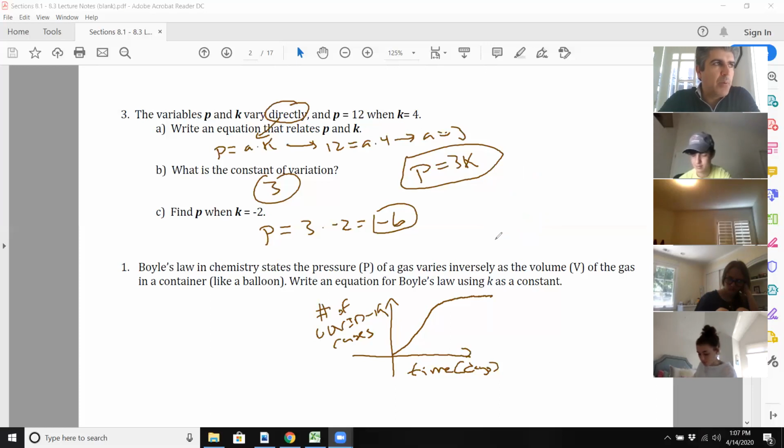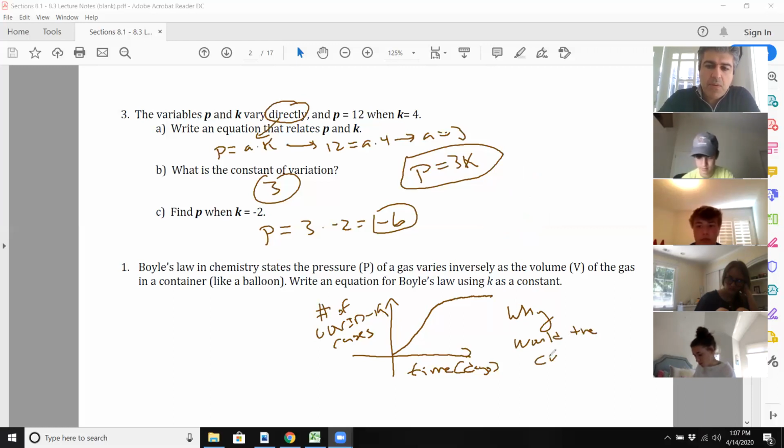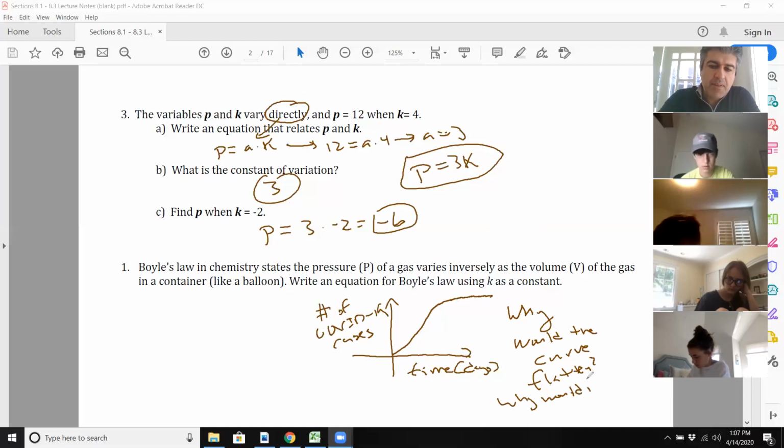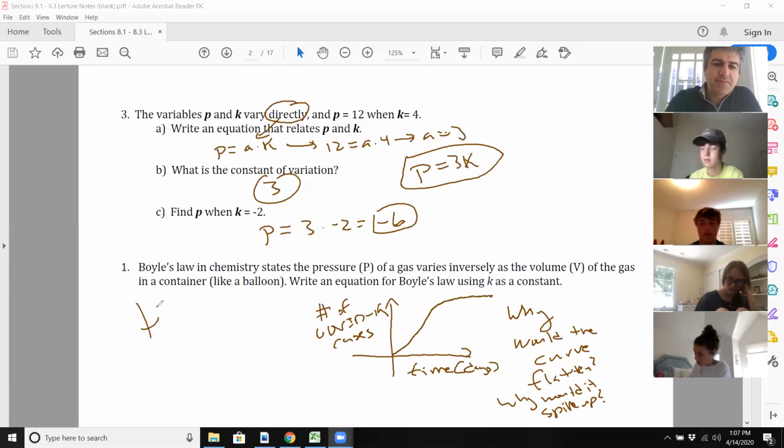Does anyone want to chime in as to what would impact this? I know it's a little bit different from what we're talking about, but why would the curve flatten? And also, why would it spike up? Anyone have any ideas of why it's flattening and how that's happening? Because of social distancing, there's less cases in a shorter amount of time.